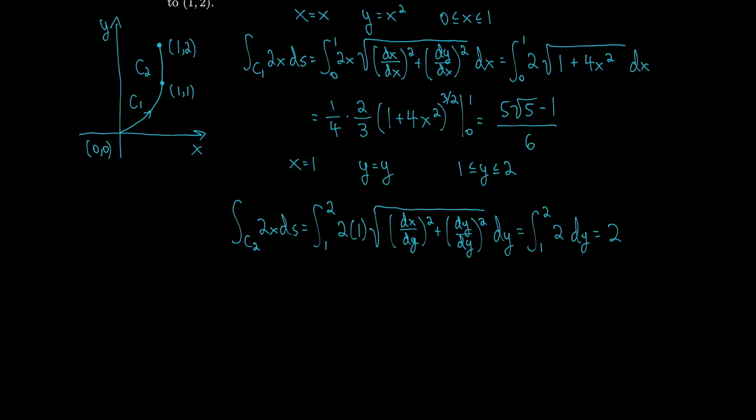So that means that we now have our line integral over the entire curve C as the line integrals over C1 and C2 added together. So that means that our line integral is just (5 root 5 minus 1) over 6 plus 2.